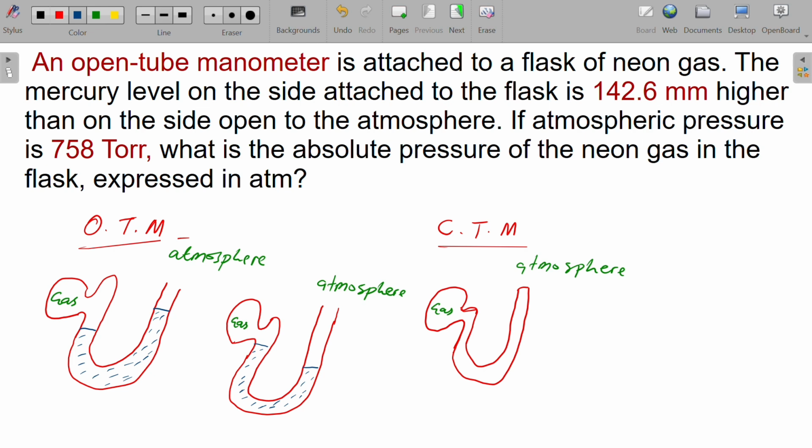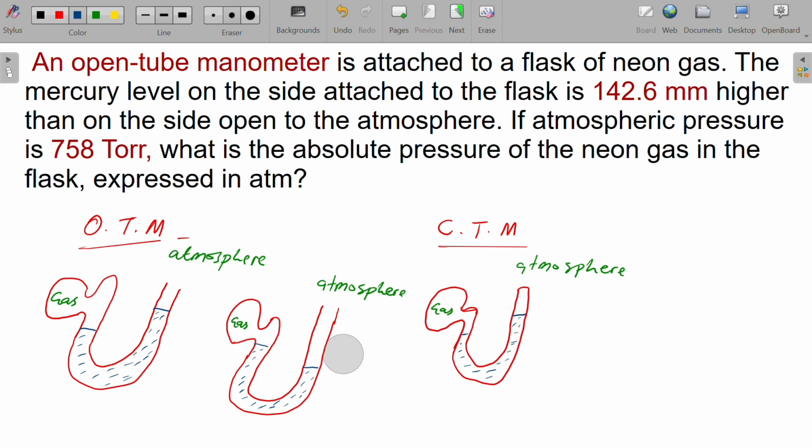So even here we can have a situation like that. Let's say we have a situation like that. But for closed tube manometers, remember the pressure of the atmosphere here is zero because it's closed to the atmosphere. So we only have two pressures here. We have the pressure of the gas, and then here we have the weight of the liquid.